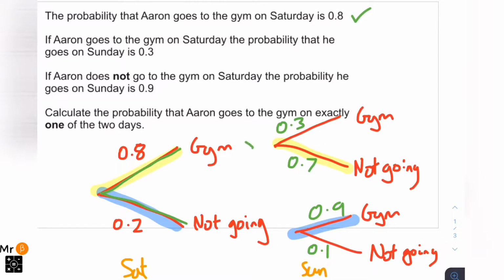We remember that we multiply to go from tree to tree, so then that becomes 0.8 times 0.7, and that is equal to 0.56, or 0.2 times 0.9, which is equal to 0.18. We've got 2 different ways of achieving the same goal, so therefore we would need to add our probabilities together and we'd get our final answer of 0.74.